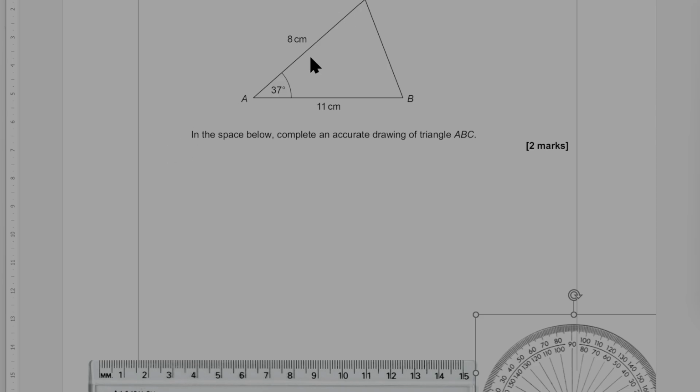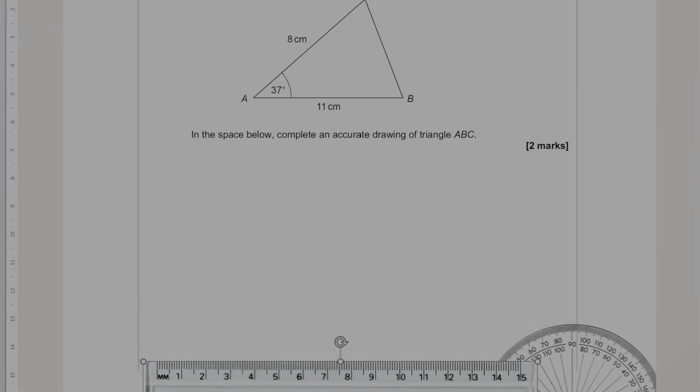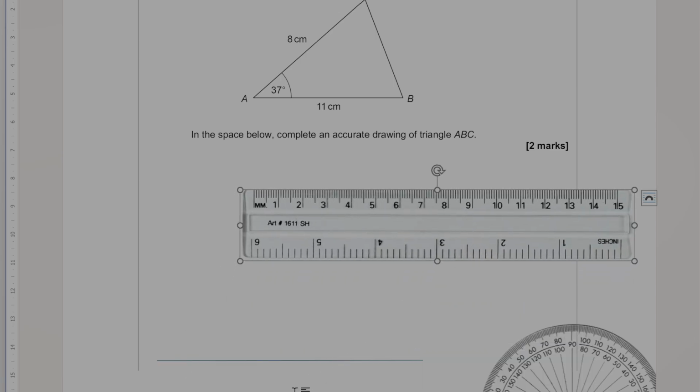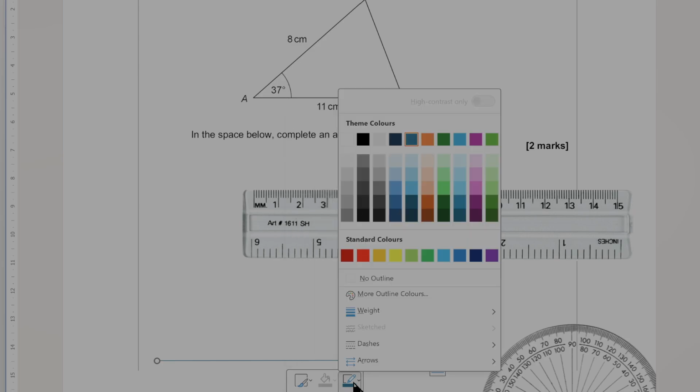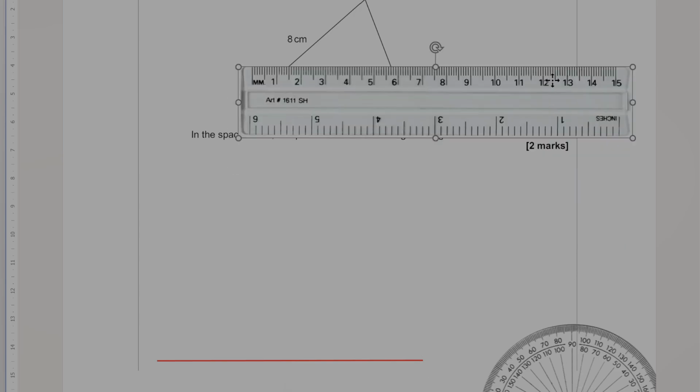So the first thing I'm going to draw is an 11 centimeter line. So I've got my ruler, hopefully, and I want to draw an 11 centimeter line. So place my ruler down. I'm going to insert a line, I think. So an 11 centimeter line would take me from there to there. Okay, so I'm going to change the color of that, so let's go red and thicker. There we go.